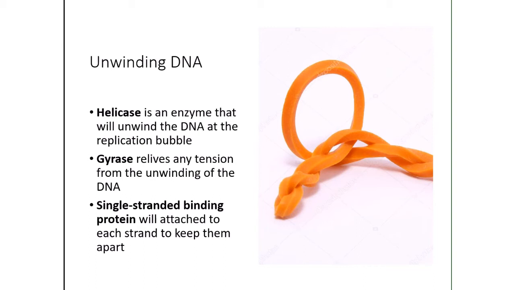Also, because the bases are attracted to each other, the A's are attracted to the T's and the C's are attracted to the G's, if you separate the DNA strands, they actually have a tendency to close up and come back together to form the double helix. So we don't want that to happen. That's why we will use these single-stranded binding proteins to keep the strands apart.